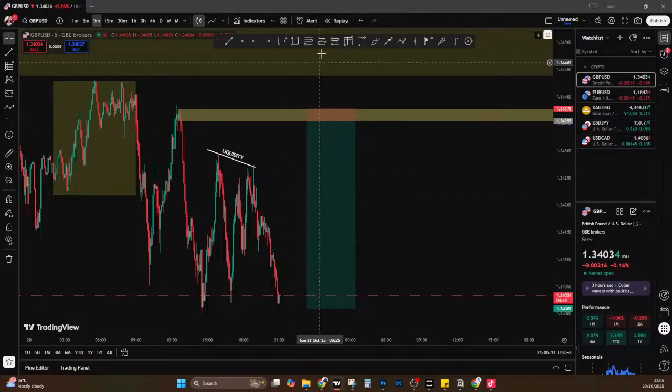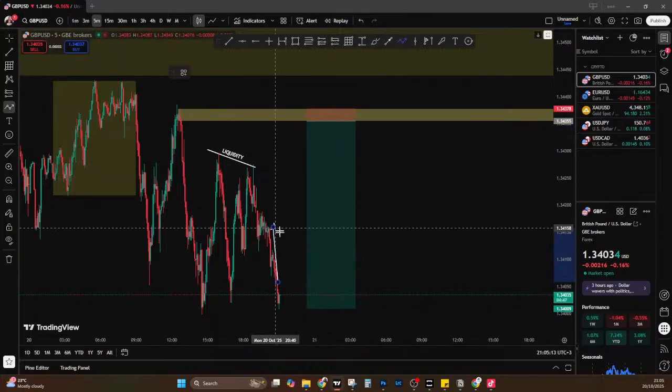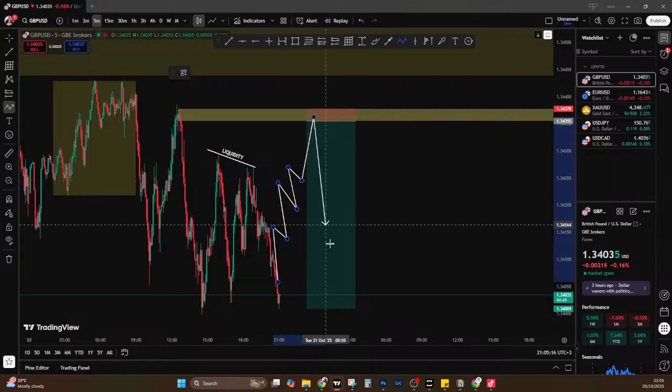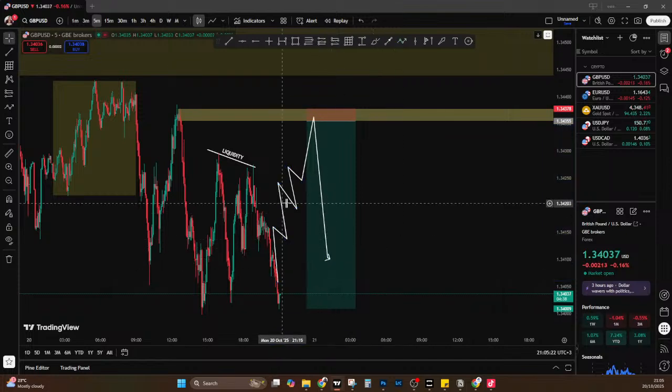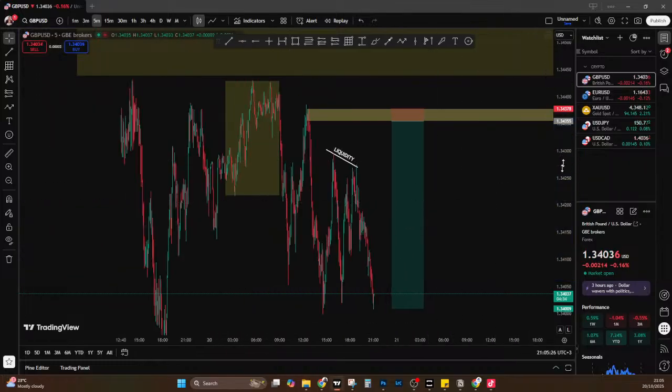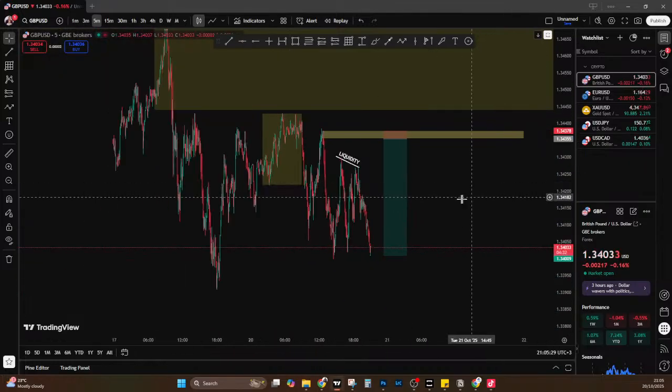But if it just comes like this and then makes one crazy move like this, that is inducement. That is inducement. So I think we have something.